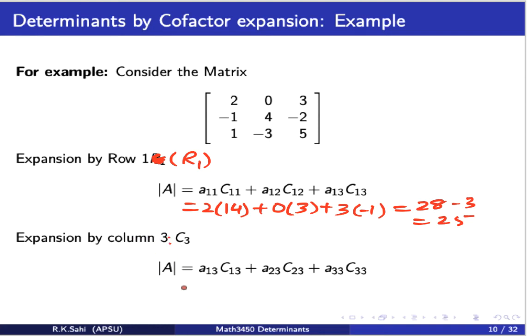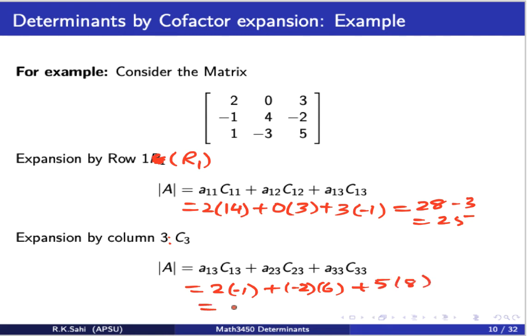So A13 is 2 times C13, C13 is minus 1, plus A23 is minus 2, and C23, if you remember, is 6. Then A33, remember A33 is here 1, sorry, we are doing by column 3, yeah, 3 minus 2, 5. And C33 was 8.